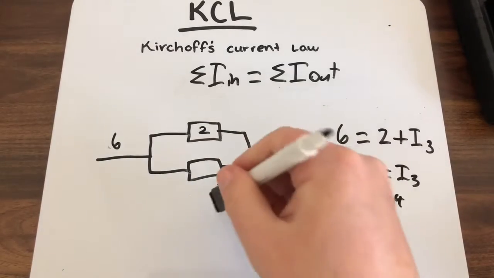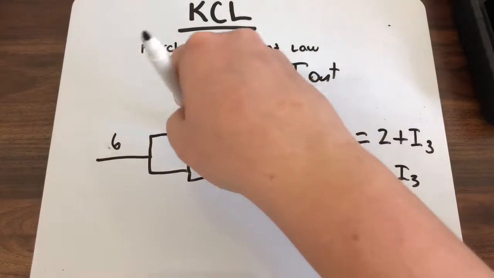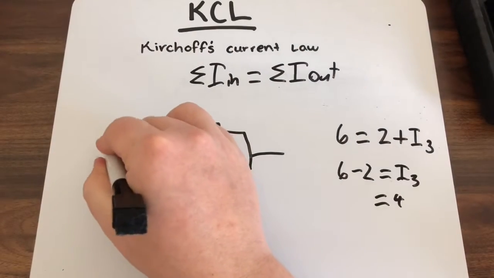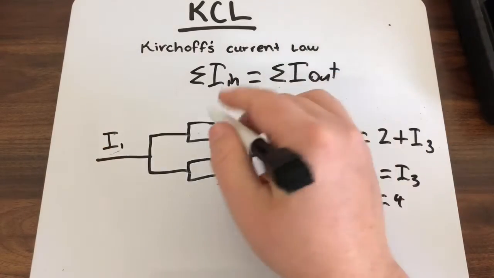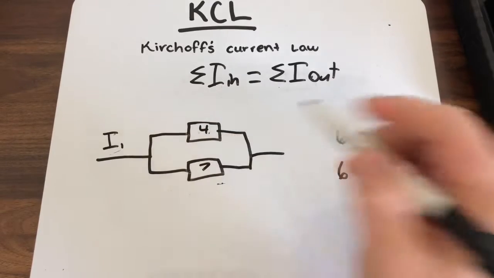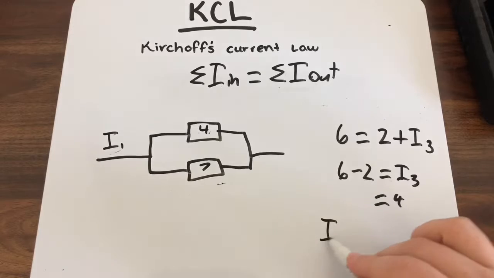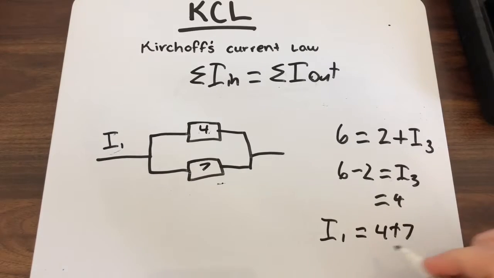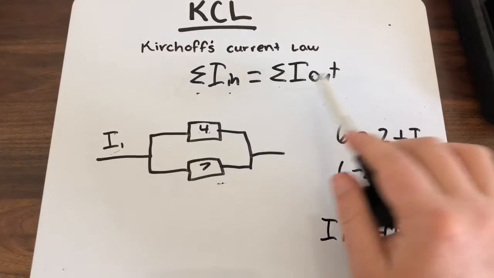This can be done in reverse order, where we don't have the initial current. So let's call this I1 again, and let's say this is a 4 and this is a 7. So I1 would equal 4 plus 7, or 11. This all comes from current in equals current out.